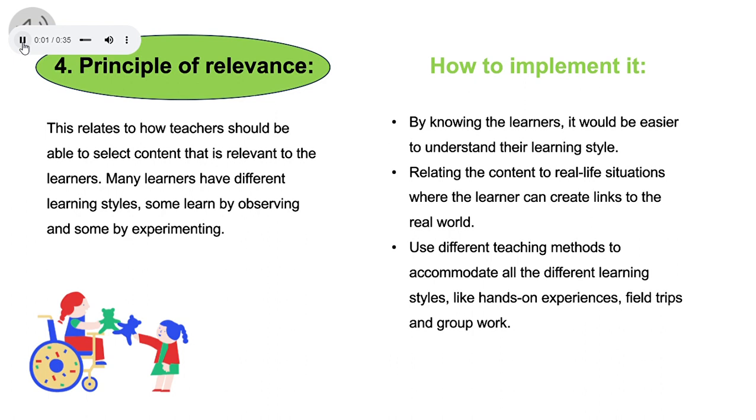Principle of relevance. This relates to how teachers should be able to select content that is relevant to the learners. Many learners have different learning styles. Some learn by observing and some by experimenting. How to implement it? By knowing the learners, it would be easier to understand their learning style.